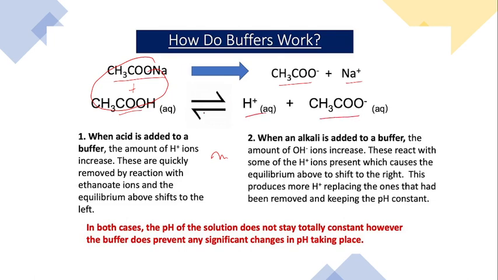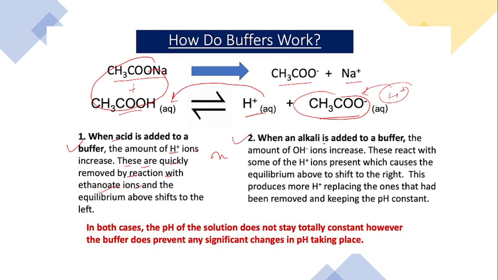So how will it manage, and how will it resist change in pH when acid is added? First case, when acid is added, the amount of H+ ion increases. These are quickly removed by reaction with ethanoate ion. So the acid will react with this ion and make acetic acid, and the overall equilibrium will shift toward the left-hand side.